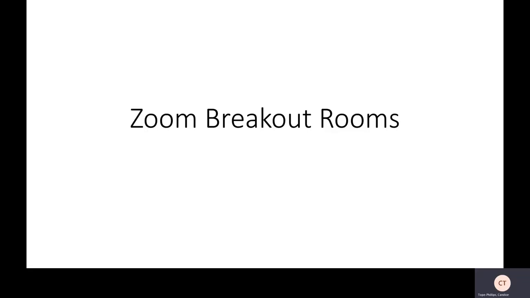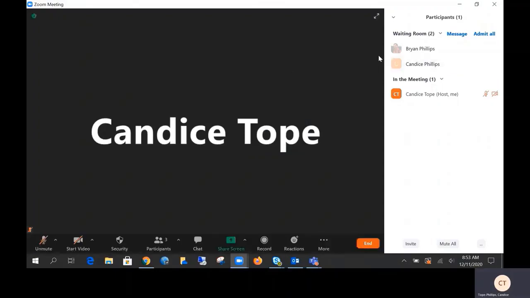Today, we're going to be discussing Zoom breakout rooms, how to create them, assign participants, and move participants, and some basic understanding of the breakout rooms. A couple of things to go over. As you see, I have two participants waiting in my waiting room. This room that I have open on my gallery screen and says in the meeting is what we're going to call the main session room, right?